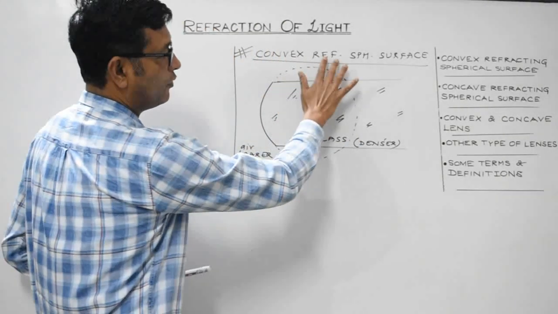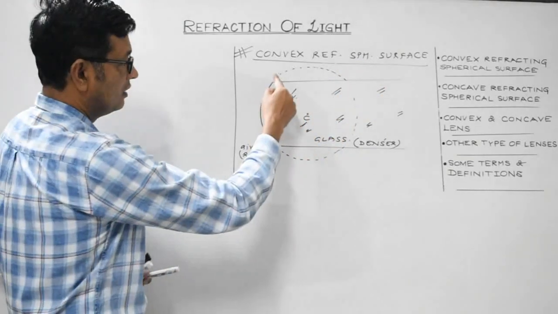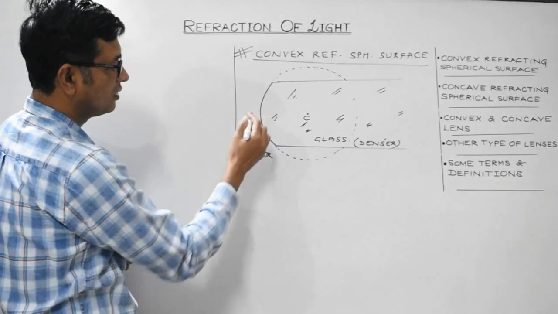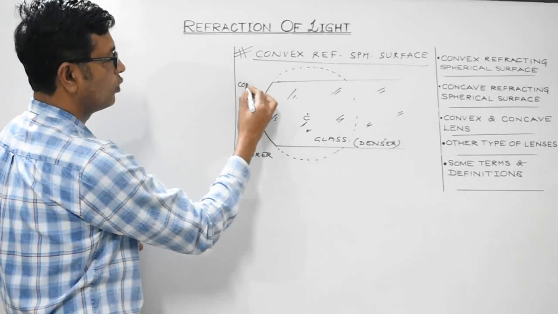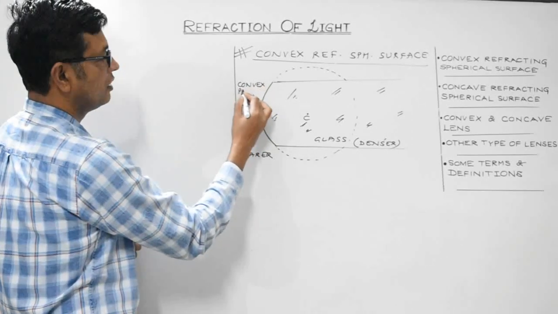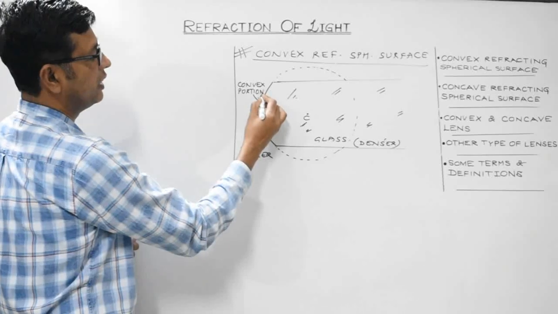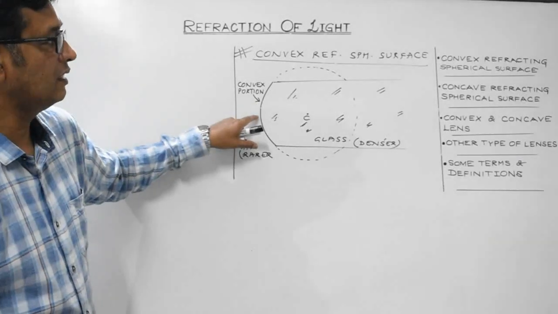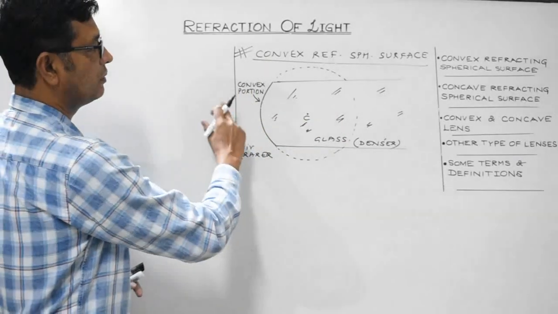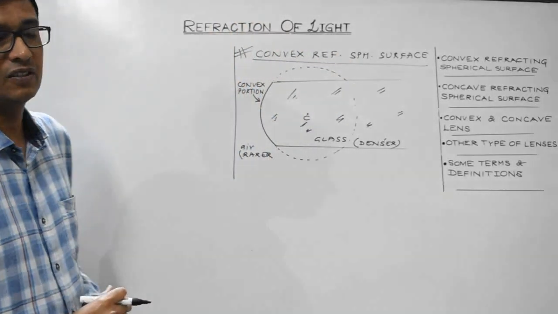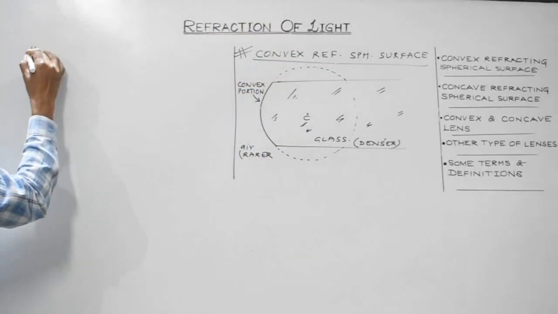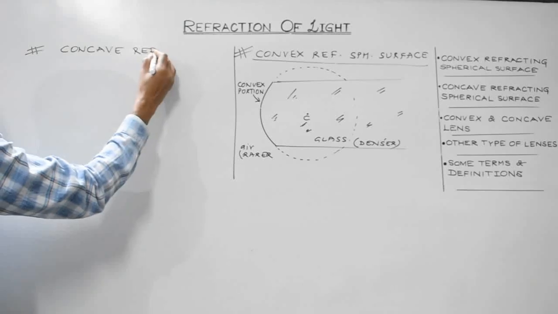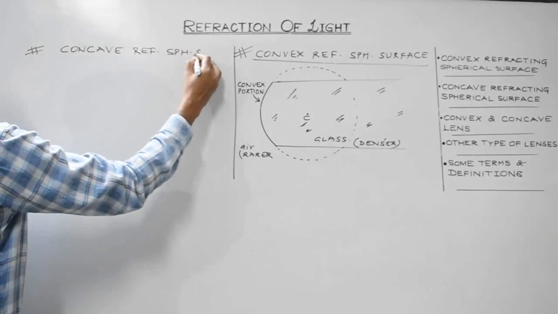So, it is that type of refracting spherical surface where the curved surface forms a part of a sphere, and its convex portion, this one is the convex portion, is towards the rarer medium. Such a refracting surface whose convex portion is towards the rarer medium is known as a convex refracting spherical surface. Second one, concave refracting spherical surface.